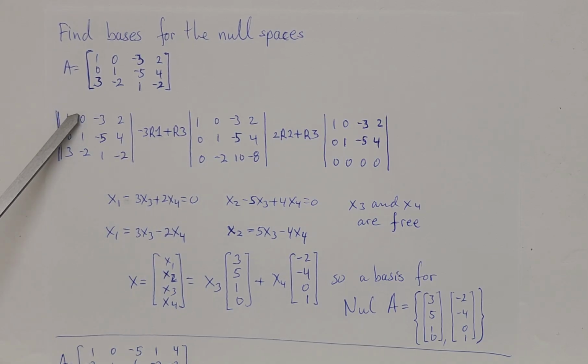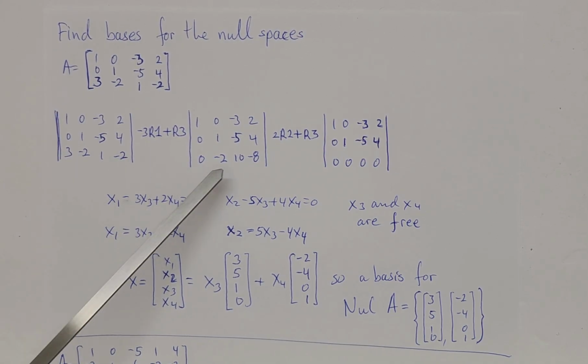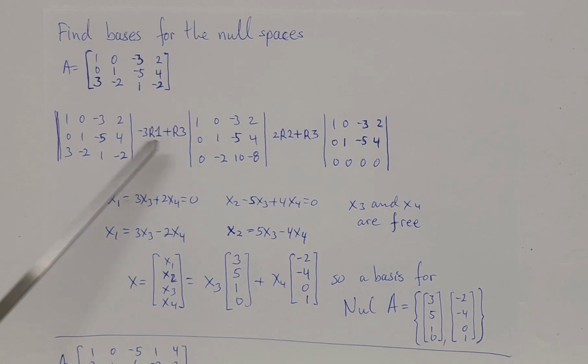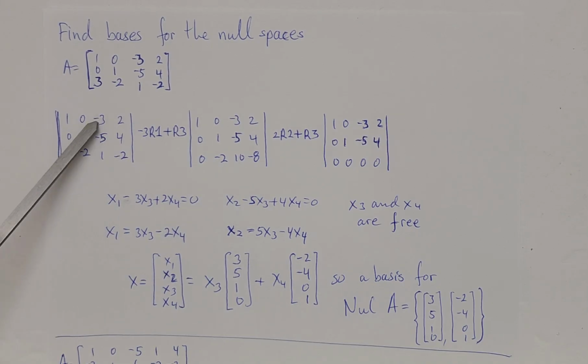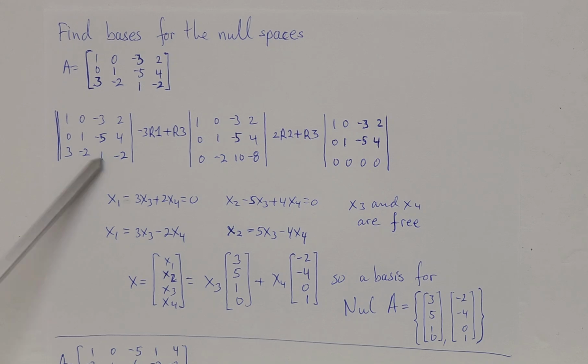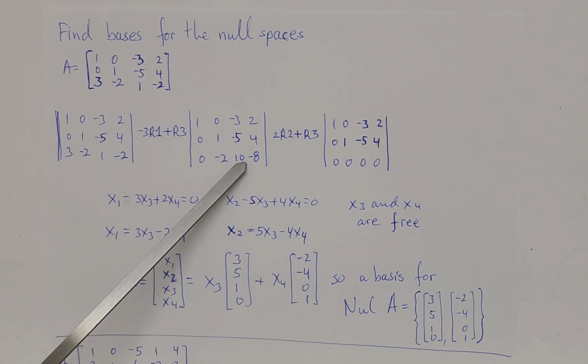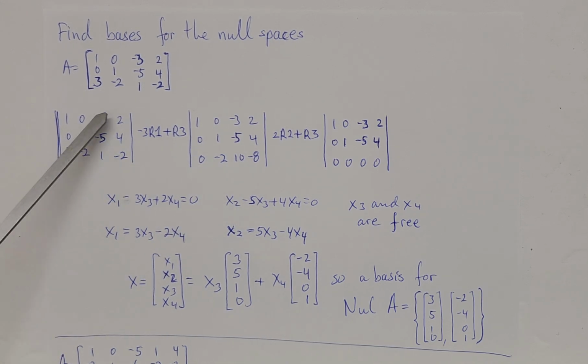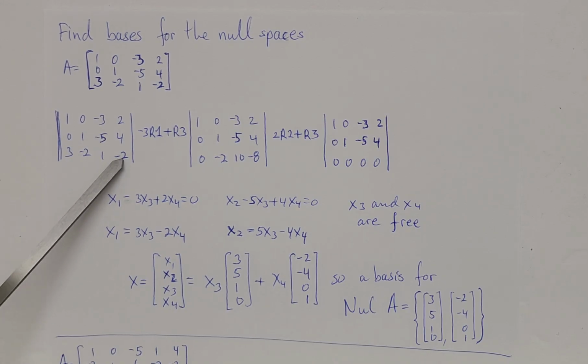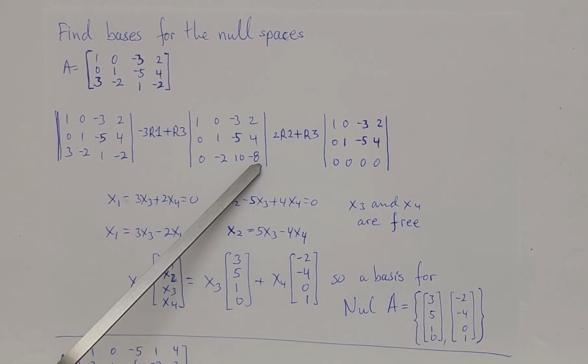-3 times 0 is 0. Plus -2 will be this -2. -3 times -3 will be +9. 9 plus 1 gives me this 10. -3 times 2 will give me -6. -6 plus -2 gives me -8.